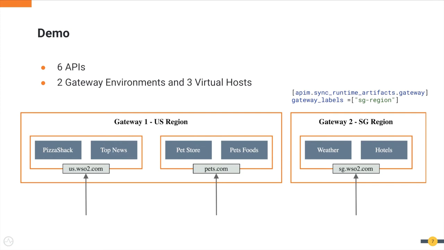We can also define the second gateway environment in the deployment toml, but for the demonstration I'm going to use the admin portal to configure vhost for SG region. Let's say we want to group PizzaCheck API and TopNews APIs and expose them using virtual host us.wso2.com, and PetStore and PetFoods using pets.com. In the second gateway environment, let's deploy weather and hotel APIs with virtual host sg.wso2.com. I have configured host entries in my local etc hosts with these virtual hosts to the loopback address.